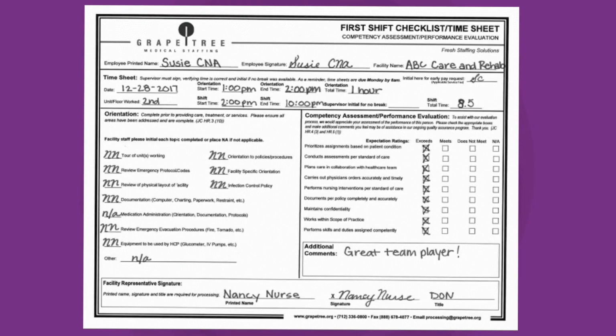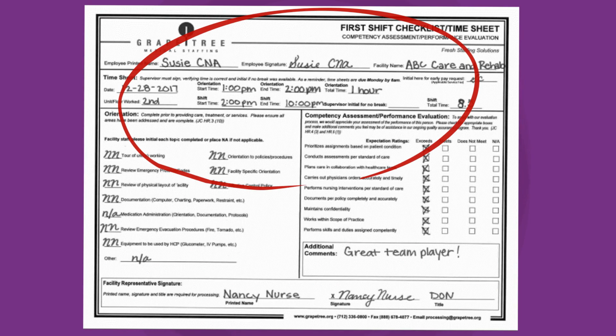Let's review what we can accept as complete when it comes to first shift checklist. Here, you'll see an example of a complete first shift checklist form. As you notice, the date, time, facility name, and staff name are all completed.